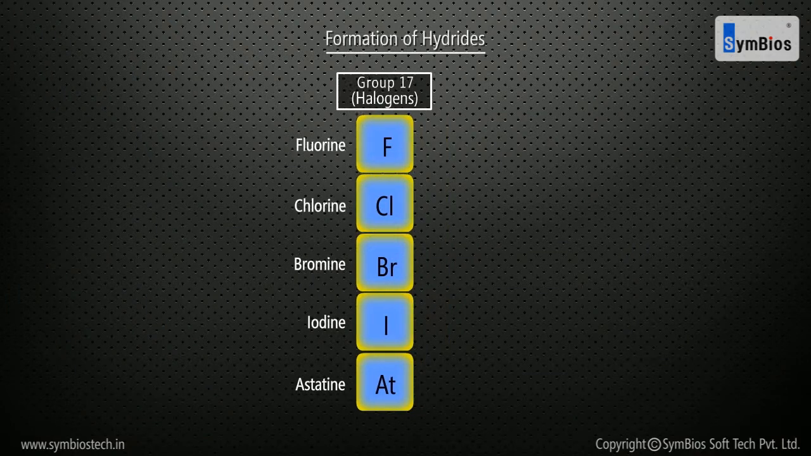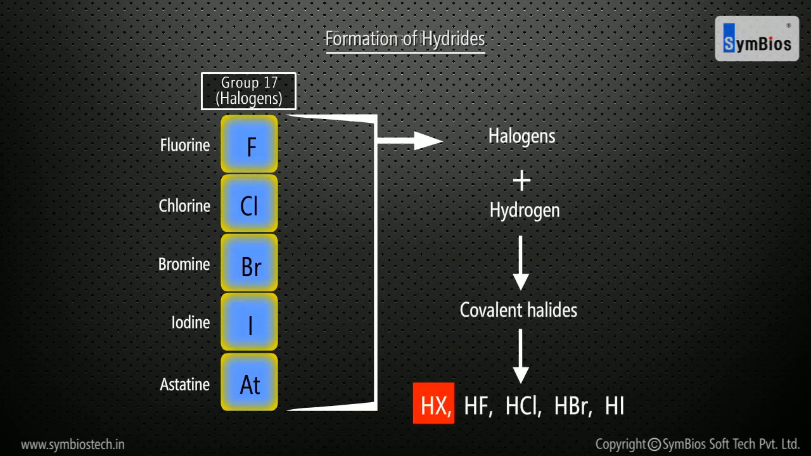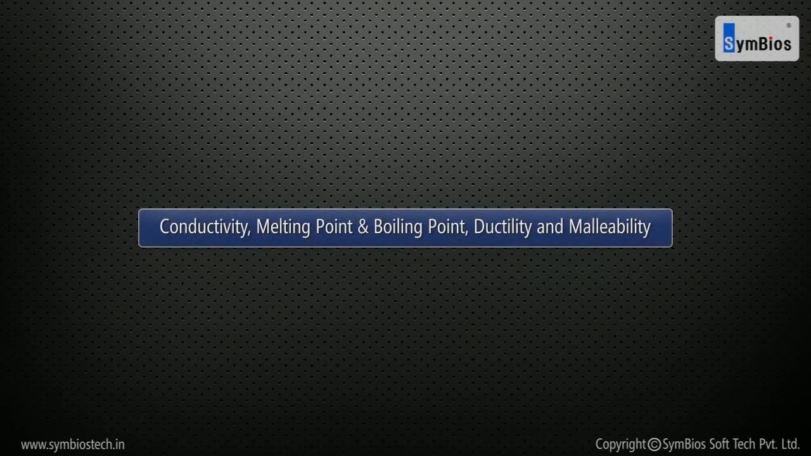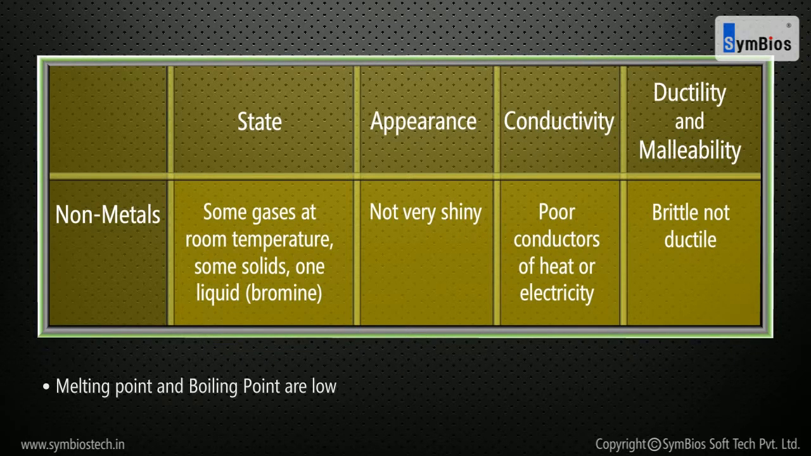Formation of hydrides. Halogens combine with hydrogen to form covalent halides of the type HX: HF, HCl, HBr, HI. Conductivity, melting point and boiling point, ductility and malleability. The table gives you an idea about conductivity, ductility and malleability, and the general appearance of nonmetals. Melting point and boiling point are low.